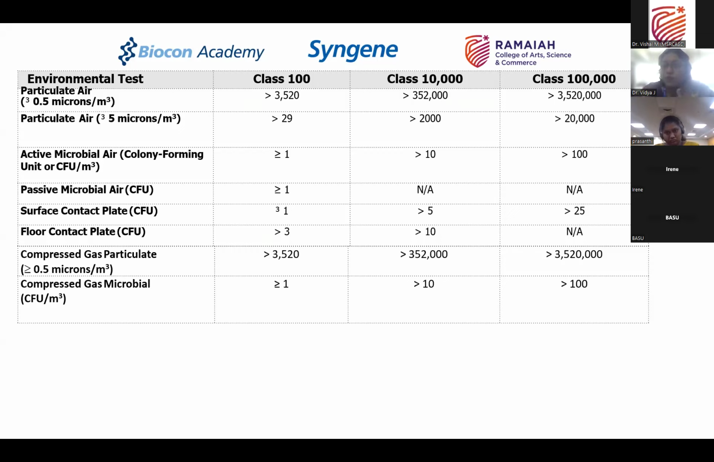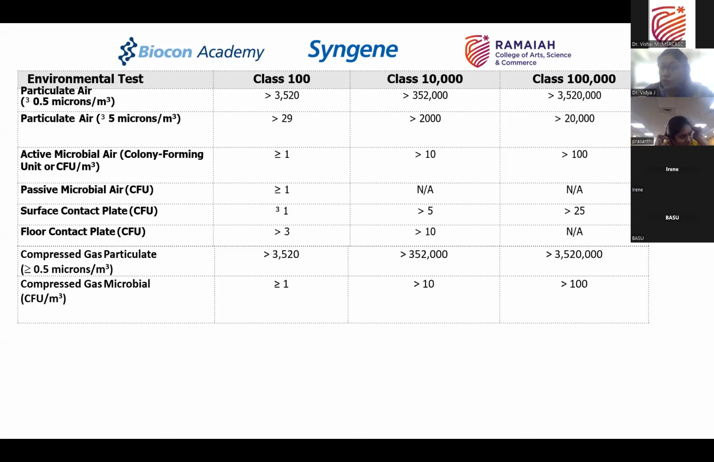Okay, and then the number multiplies exponentially for the different classes. For any CFU, or colony forming unit, any microbe, if it is active: in a class 100, less than 1 colony. In class 10,000, less than 10. And in class 100,000, less than 100. And in a passive microbial air, you are not supposed to find any; you can find colonies, but the number is very, very less.